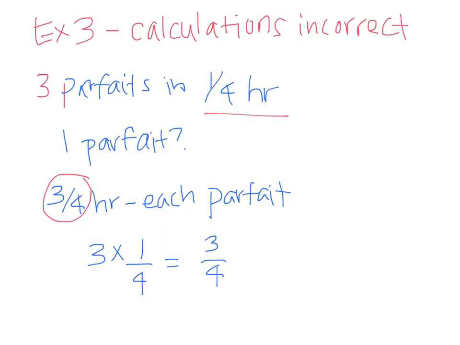Well, no, that's not what you want. You want how much each of them. So what should he have done? Divide. What should he have done, Sahith? He should have used division. Right. So he should have divided 1/4 into what? 3. Yeah. 1/4 divided by 3, which then becomes 1/4 times 1/3, which equals 1/12 of an hour. So each parfait took 1/12 of an hour.